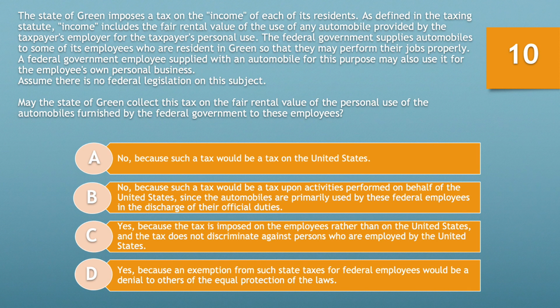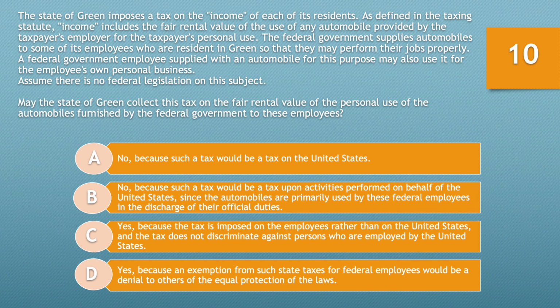Question number 10, and the final question in this grouping. The state of Green imposes a tax on the income of each of its residents. As defined in the taxing statute, income includes the fair rental value of the use of any automobile provided by the taxpayer's employer for the taxpayer's personal use. The federal government supplies automobiles to some of its employees who are residents in Green so that they may perform their jobs properly. A federal government employee supplied with an automobile for this purpose may also use it for the employee's own personal business. Assume there's no federal legislation on the subject. May the state of Green collect this tax on the fair rental value of the personal use of the automobiles furnished by the federal government to these employees?